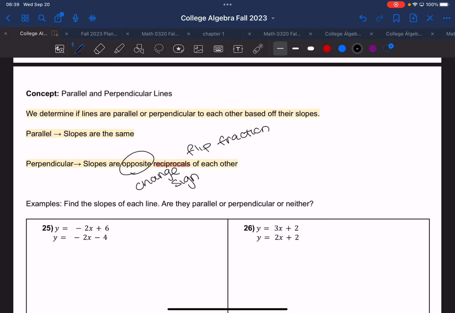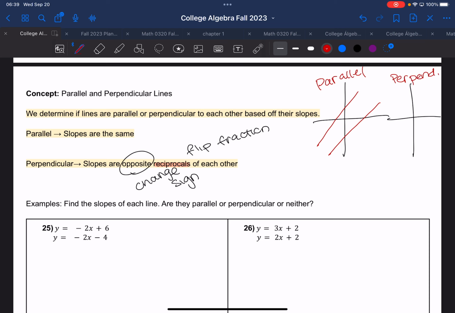When we look at the graphs of parallel and perpendicular lines, parallel lines are two lines that are parallel to each other. And perpendicular lines are two lines that cross at a 90-degree angle.